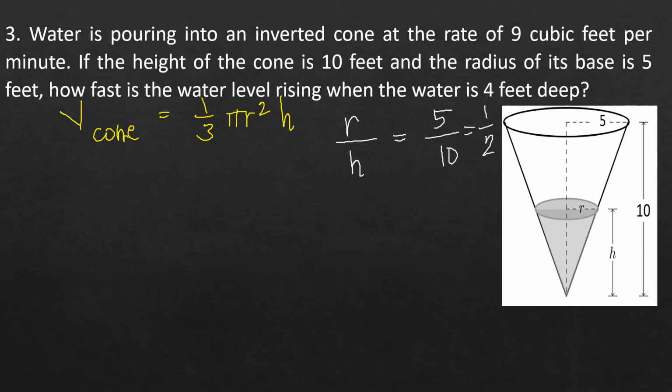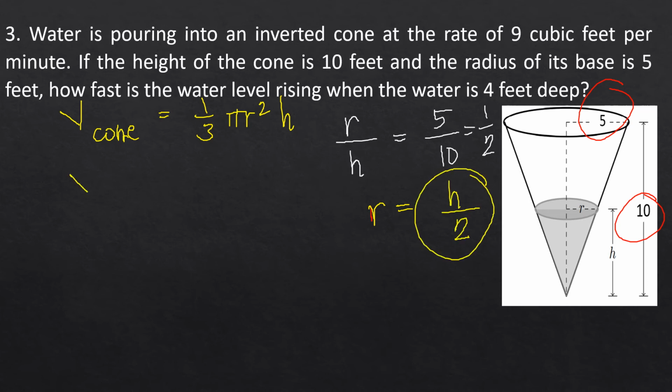Gumagamit tayo ng triangle, what do you call this one? The ratio proportion. Radius versus the height. Since dito naman sa given natin, 10 ang height, 5 radius. So, that's the ratio of kapag pabago-bago ang radius, pabago-bago ang height. Ang ratio daw ay 1/2. Okay, that's how I understand. So, radius is equal to h over 2.